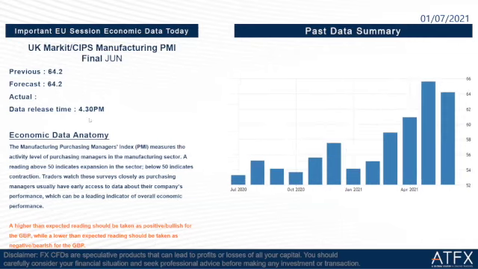Okay, so the next one is UK CIPS manufacturing PMI final June. Okay, so the previous is 64.2. The forecast is still the same, 64.2. So the data release time is at 4:30 in the afternoon today. So a higher than expected reading should be taken as positive, bullish for the GBP, while a lower than expected reading should be taken as negative, bearish for the GBP.